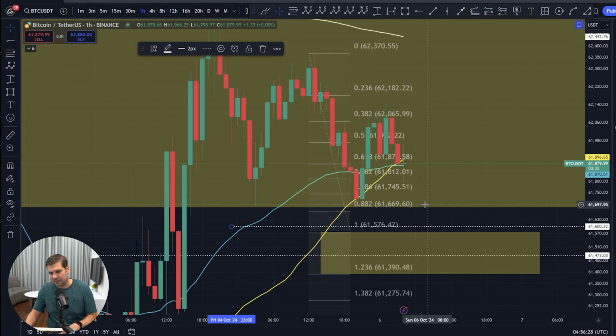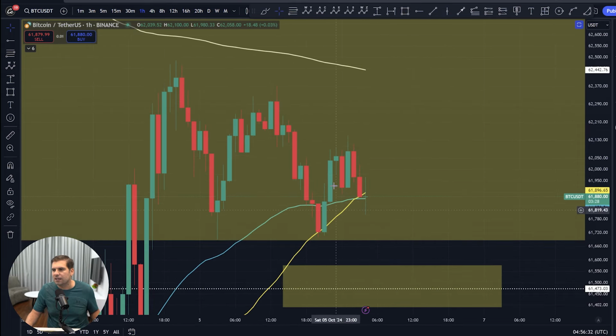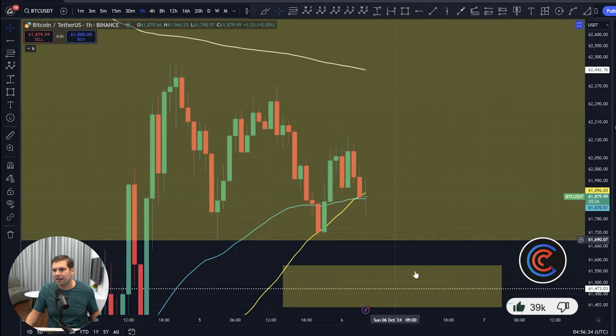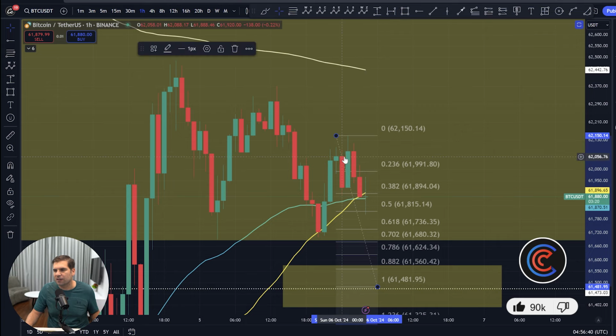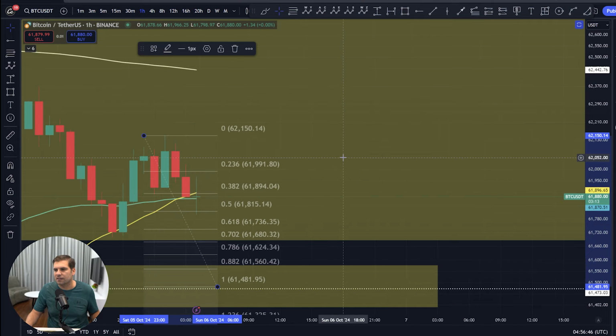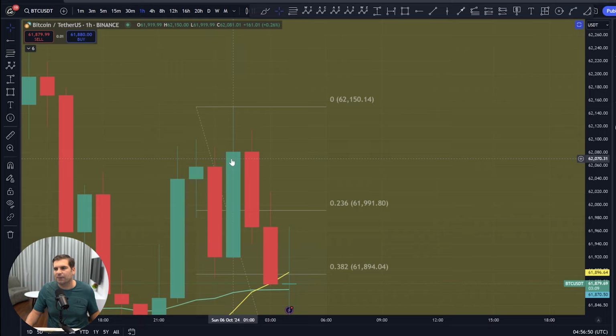The move that we've seen, I'm going to go ahead and remove that. The move that we've seen so far is a relief rally, and then potential moves and breaks down are still on the horizon. So with the most recent surge to the upside here, the one that we saw at 0100 hours this morning, Sunday the 6th of October, we can see that we had a wick high coming in at 62,150 exactly.